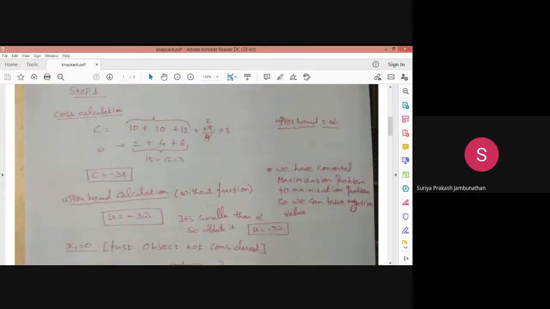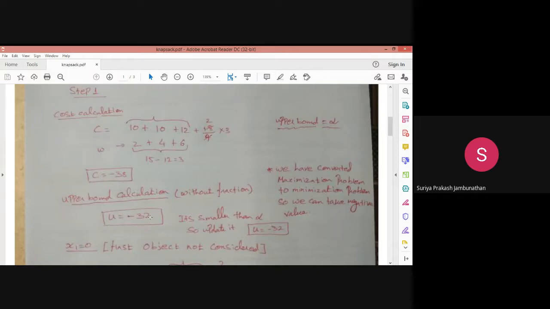Now we are going to calculate the upper bound. We omit the fractional value from the cost. So we get 10 plus 10 plus 12, which is 32. This 32 is taken as minus 32. Keep in mind, when calculating the cost, you consider the fractional value; when calculating the upper bound, you should not consider the fractional value. So minus 32 is the upper bound.